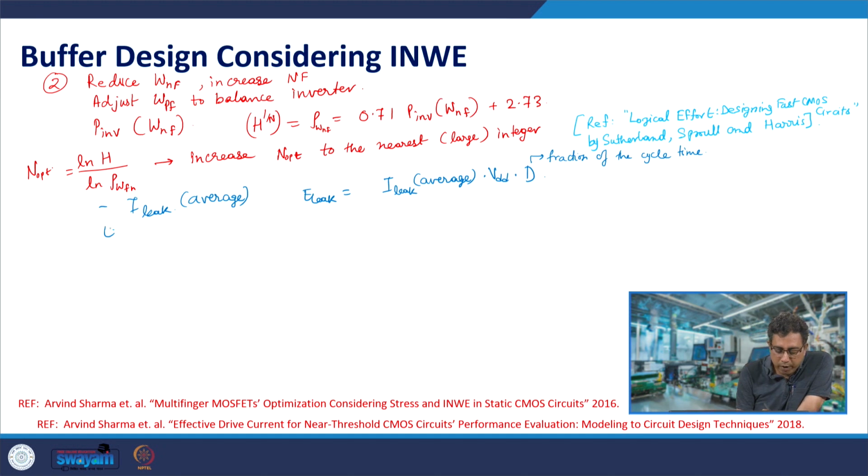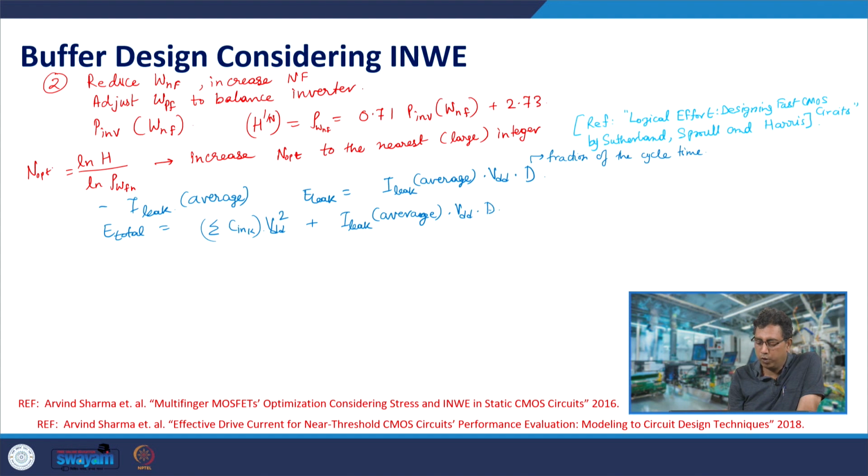So, now you have E total equal to the total capacitance of all the stages times VDD squared, which is the total dynamic energy of the buffer, because each of the stages would have switched once in the entire cycle. Therefore, this is the total dynamic energy of the buffer plus the average I leakage of the P MOSFET and N MOSFET times VDD times the total delay of the buffer. This is the total energy. Now, this total energy you calculate.